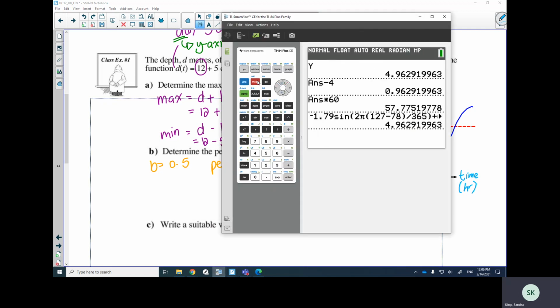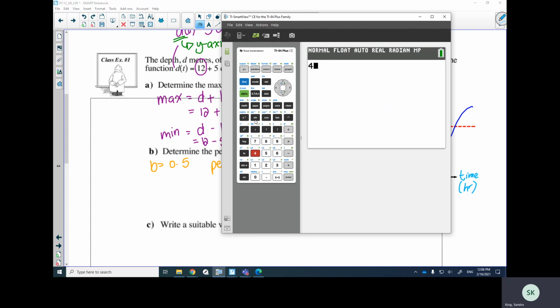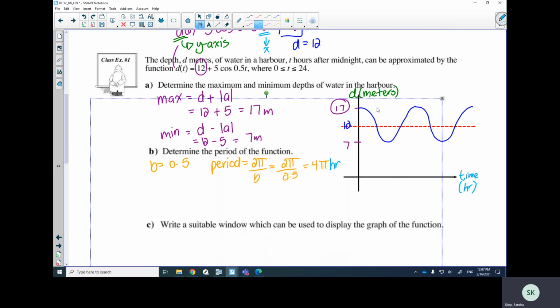So on my calculator, if I go to 4 pi, 1 period is just over 12 hours, just over 12 and a half hours, okay? So 4 pi hours is 12.6 hours. So I'm going to write that the period is 12.6 hours. What that means is that this point right here is approximately 12.6 hours.